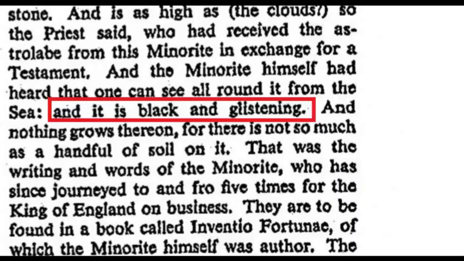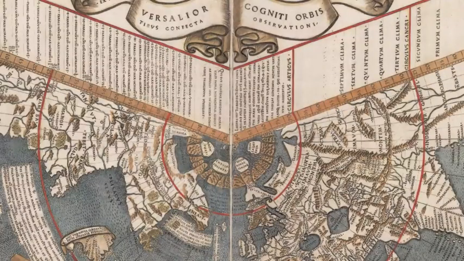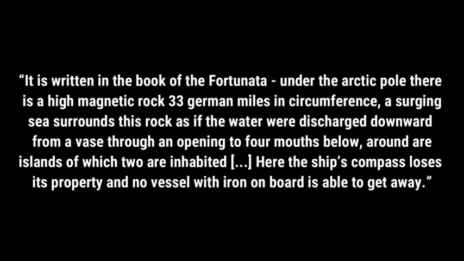In Johann Ruysch's 1508 map, the North Pole is represented in a similar manner, and the map's legend states, "It is written in the Book of the Fortunata, under the Arctic Pole there is a high magnetic rock, 33 German miles in circumference. A surging sea surrounds this rock as if the water were discharged downward from a vase through an opening to 4 mouths below.